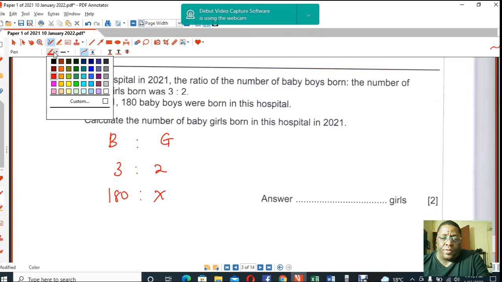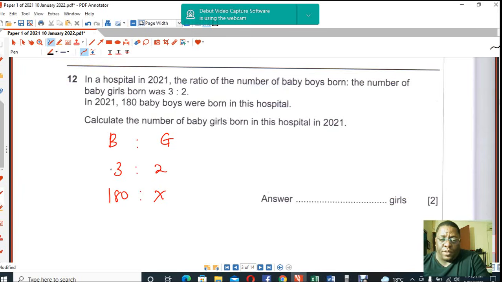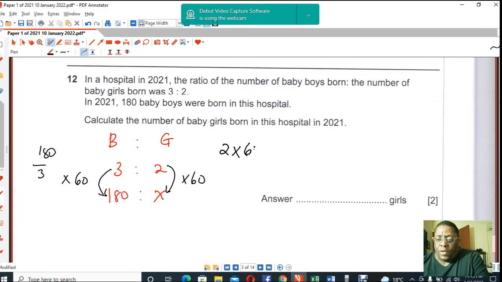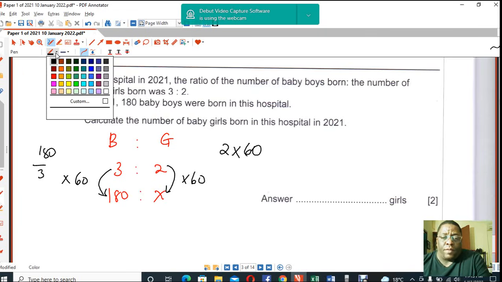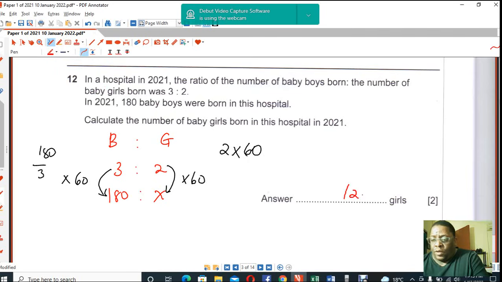Okay, right. So again, this is direct. So you should know what the number is. Well, the number is 60. So when you multiply here by 60, you also multiply the other side by 60. Either way, whatever method you are using, you should be able to get to 120 girls.